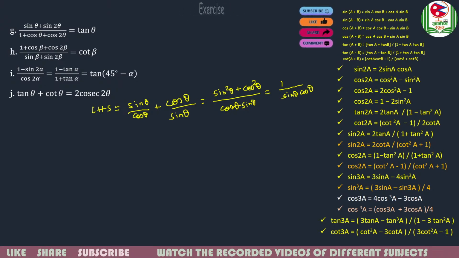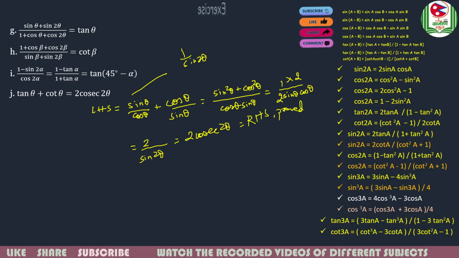We know cosec 2 theta is 1 by sin 2 theta. Here it is sin theta and cos theta. We know sin 2 theta is 2 sin theta into cos theta. So the thing that is remaining is 2. If we add 2, we also have to multiply with 2. So we can easily write it as 2 upon sin 2 theta, and this is going to be 2 cosec 2 theta. So the RHS is also proved here.